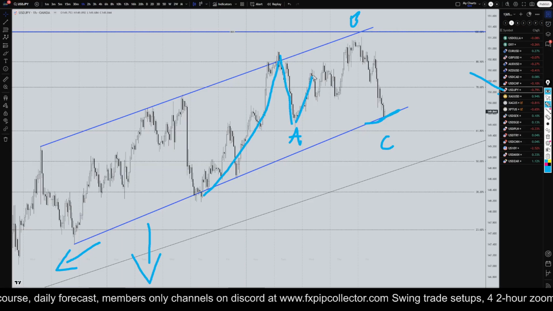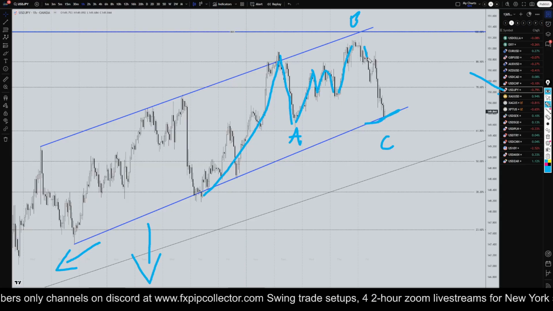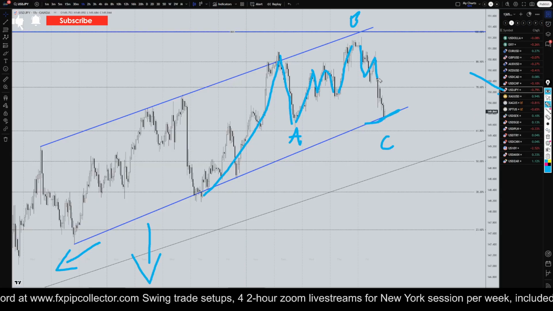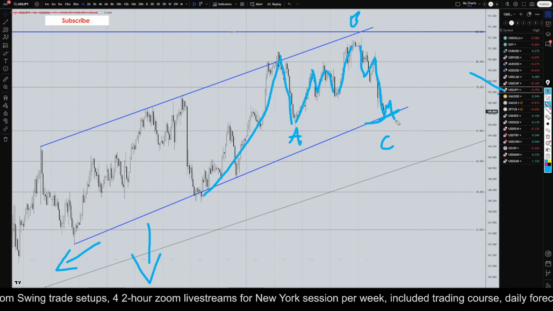So impulsive down, one up, three down, one up for the B. So three waves of B, and now impulsive down for the C. To me, it looks like a wave one, wave two, wave three. So we might get like a double bottom bounce right here. It might even break the channel a little bit.